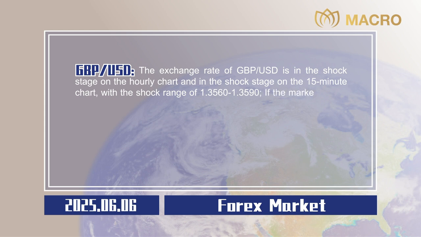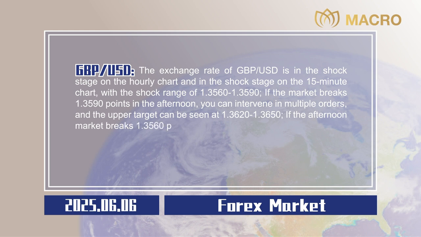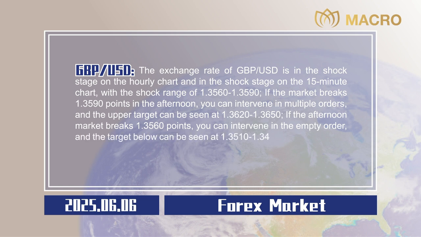If the market breaks 1.3590 points in the afternoon, you can intervene in multiple orders, and the upper target can be seen at 1.3620 to 1.3650. If the afternoon market breaks 1.3560 points, you can intervene in the empty order, and the target below can be seen at 1.3510 to 1.3470. Stop losses are all 20 points.